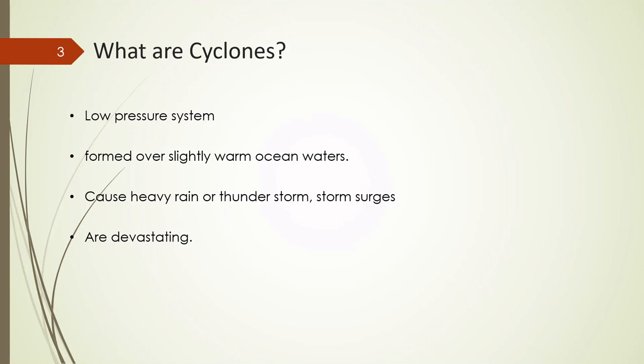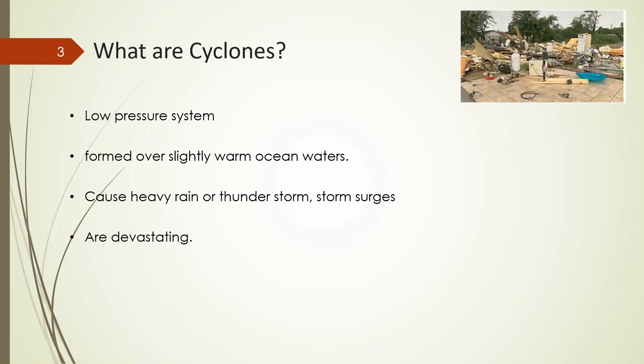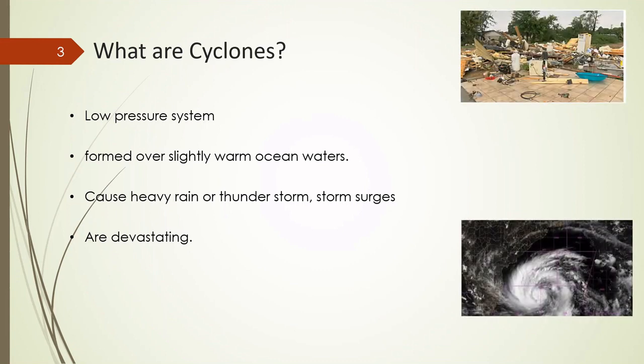The other images that come to your mind when you think of cyclones are actually the features or characteristics of a cyclone. You can also see these images; this is just for your extra knowledge. The first image is the havoc created by a cyclone, or maybe a typhoon. And the second one is an image of cyclone Amphan when it was approaching the Odisha and West Bengal coast.